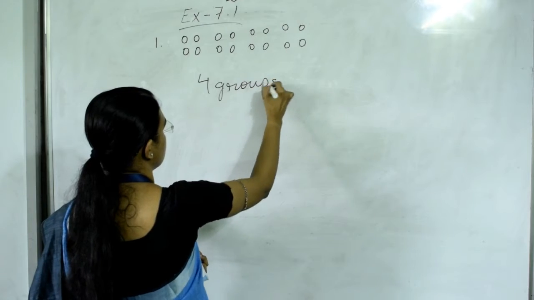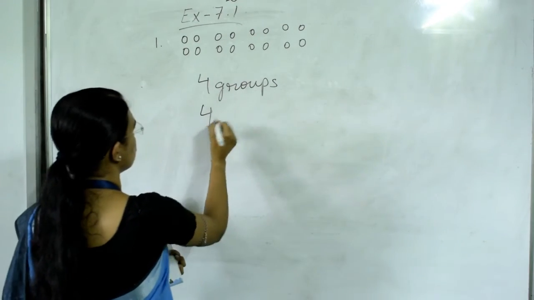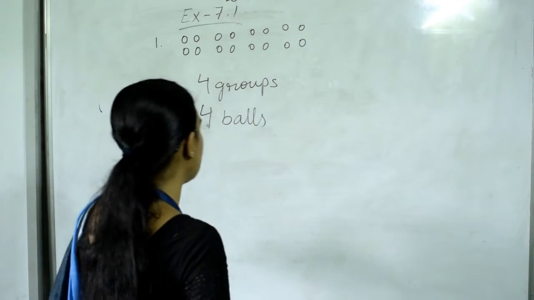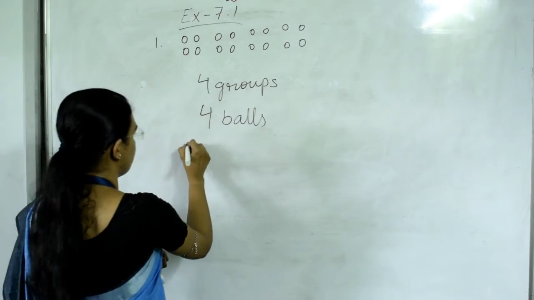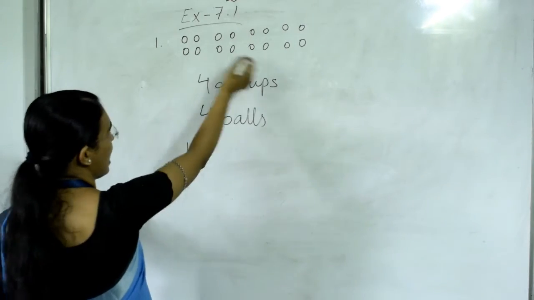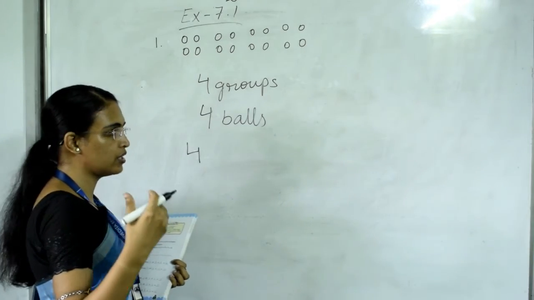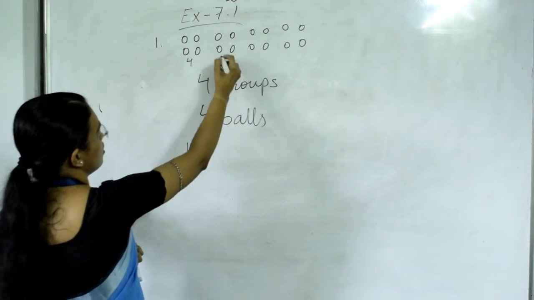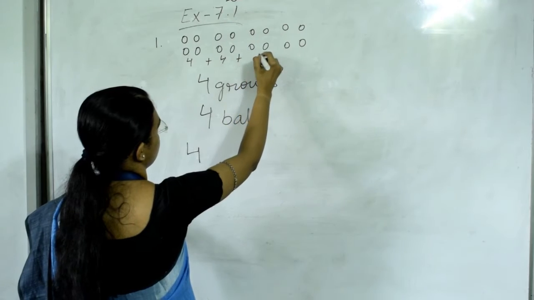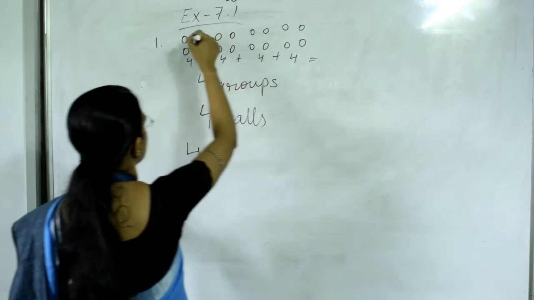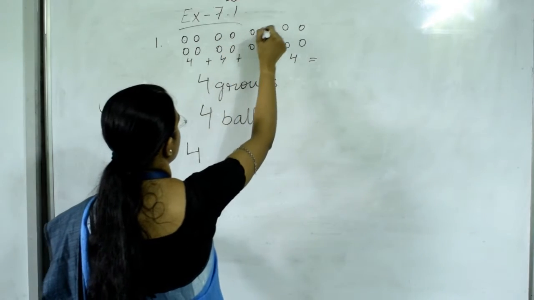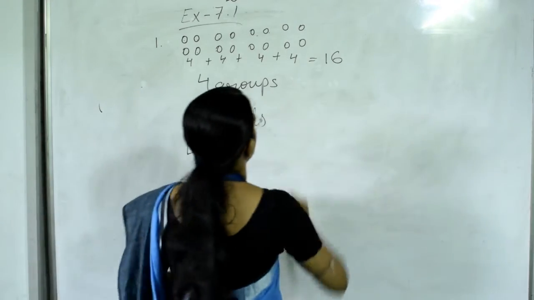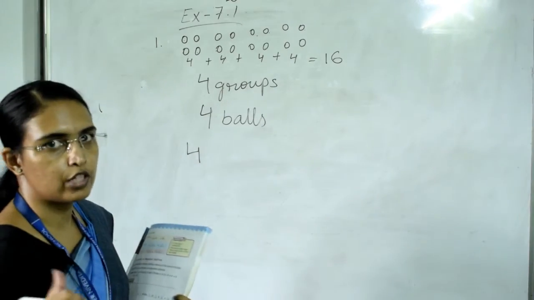And how many balls does each group have? Each group has 4 balls, right? So that means if we use the addition process, what will be the answer? Here we have 4 balls, 4 balls, 4 balls, 4 balls. So the answer is 1, 2, 3, 4, up to 16. 16 balls altogether we have, right? So it takes a long process, so we will do the easier one.